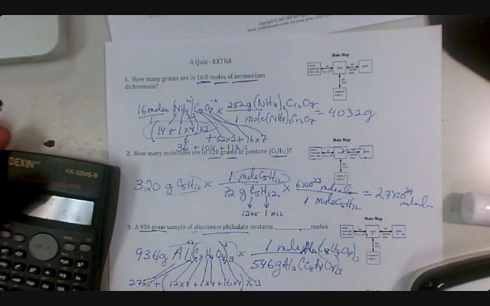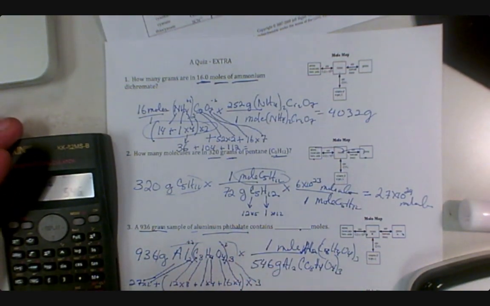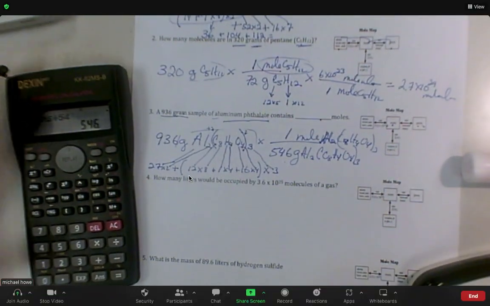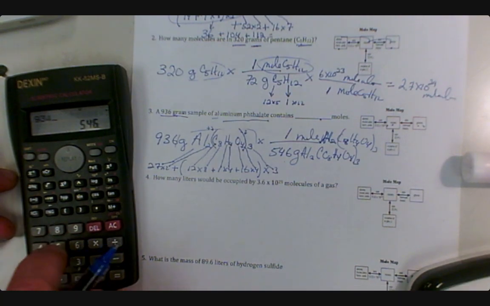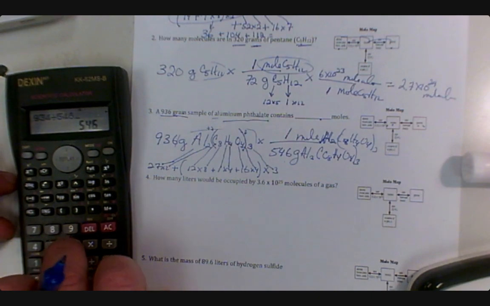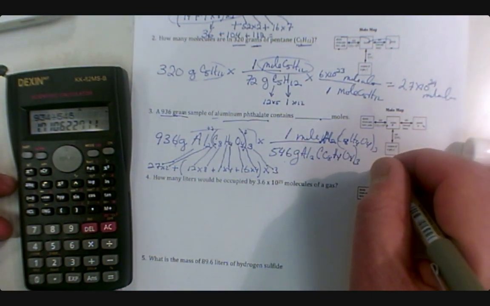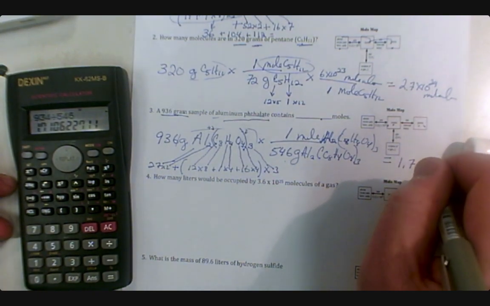So that's 546. So now to do the math, you're going to have 936 times 1 and divide by 546. Someone left this. Oh, thanks. You're so welcome. All right, so 936 divided by 546 is 1.7. So my final answer here is 1.7 moles.